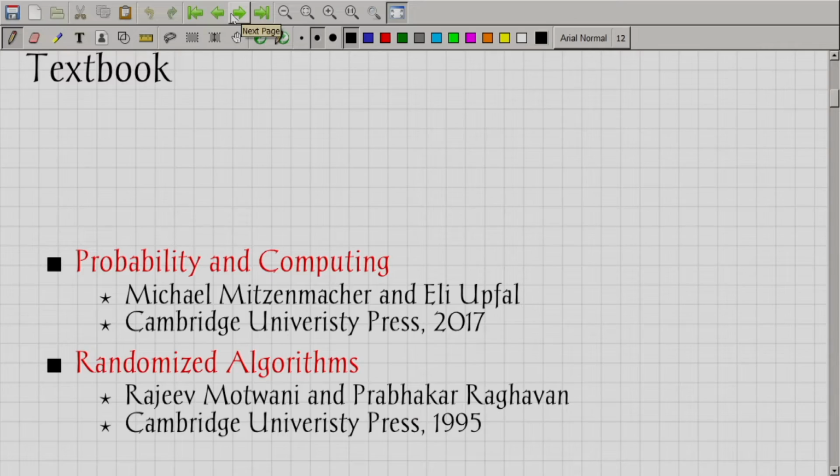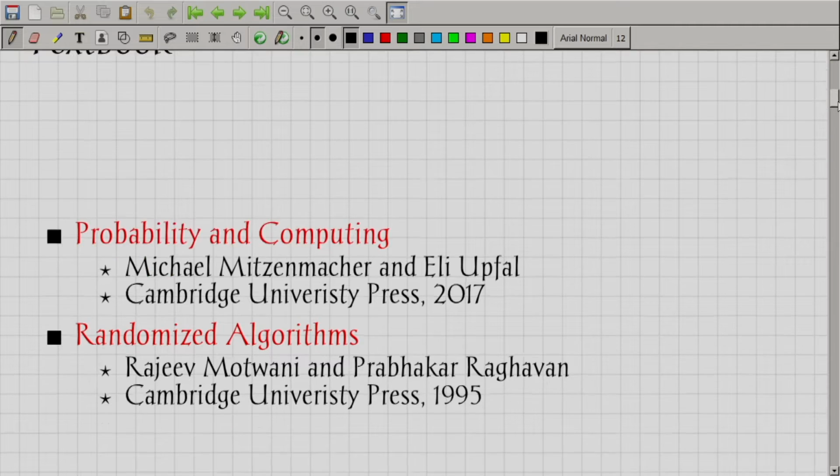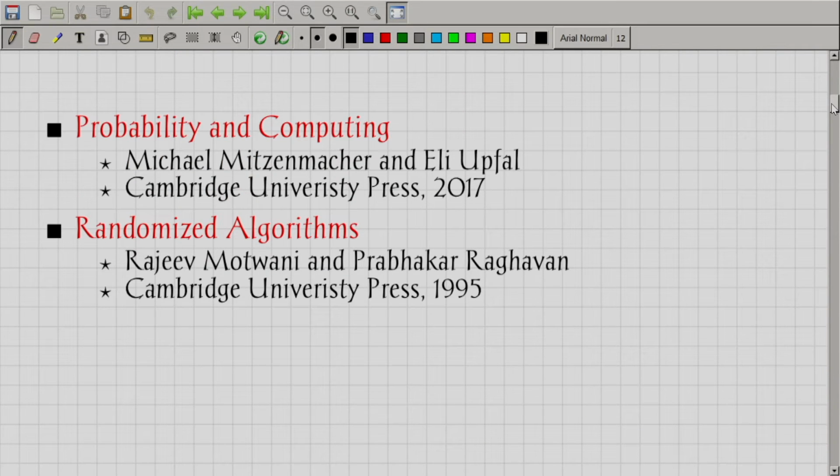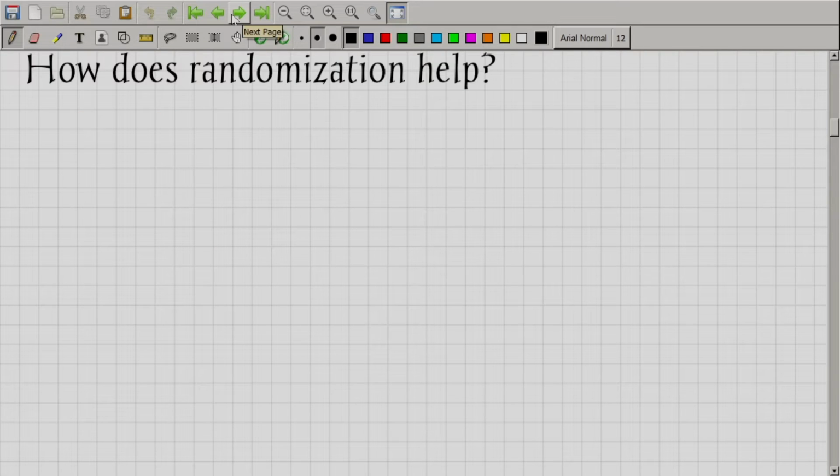Welcome to the first lecture on randomized algorithms. The textbook for this course that we will be following is the textbook by Michael Mitzenmacher and Eli Upfal. The name of the book is Probability and Computing, and the second textbook for the course will be Randomized Algorithms by Motwani and Raghavan.